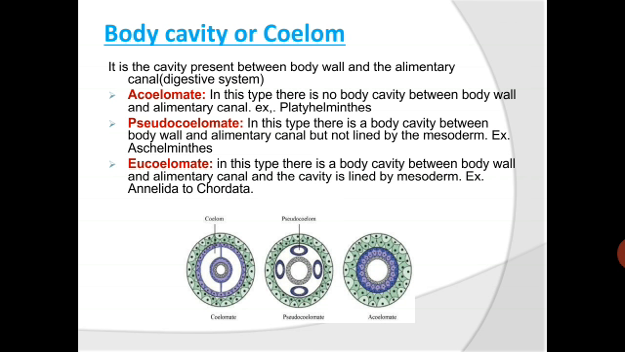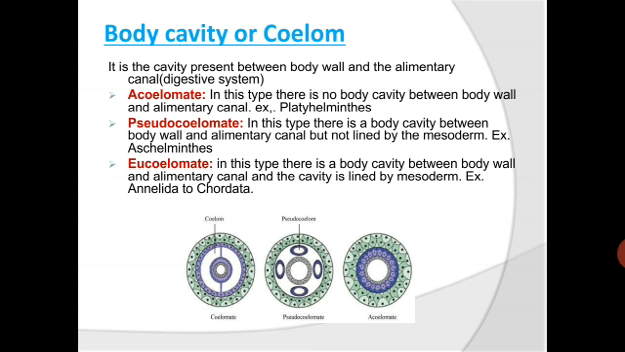You can just see, the first one is acoelomate. In this type there is no body cavity between the body wall and the alimentary canal. So it is called acoelomate. Example is Platyhelminthes. Whereas in pseudocoelomate, in this type there is a body cavity between the body wall and the alimentary canal but not lined by mesoderm. It has a body cavity but it is not lined by the mesoderm. Example is Aschelminthes.